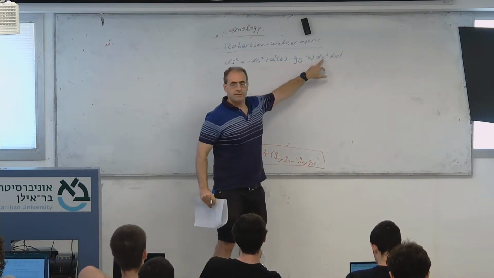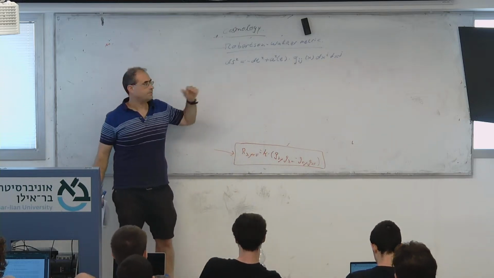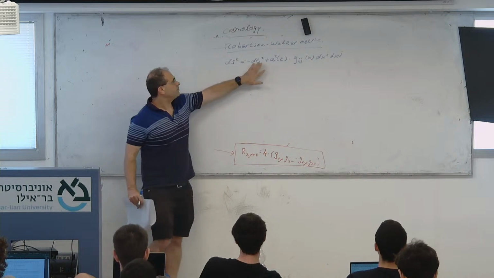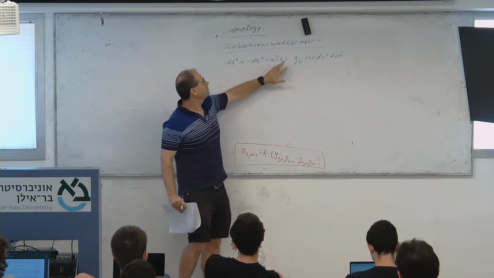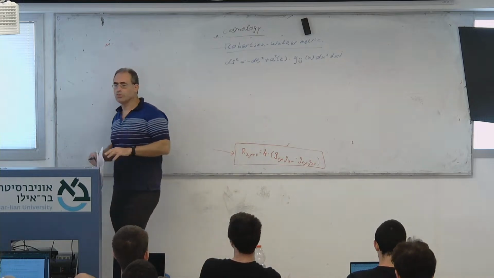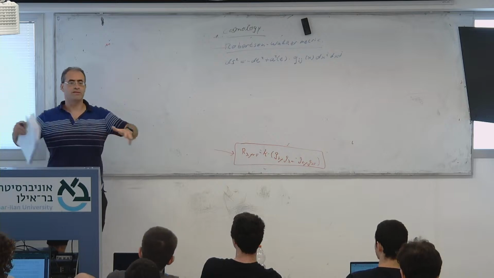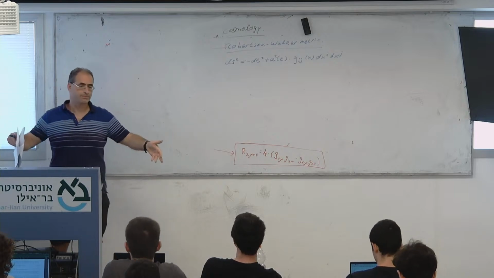So first I use Latin indices because I'm only talking about the spatial part. Second, I make this separation, and I have this a of t, which is called the scale factor, which essentially multiplies the spatial part. So I do let the space evolve in time, which is what I'm saying. Right?